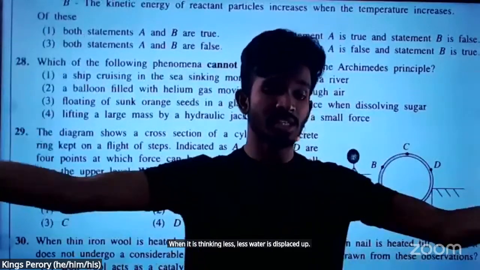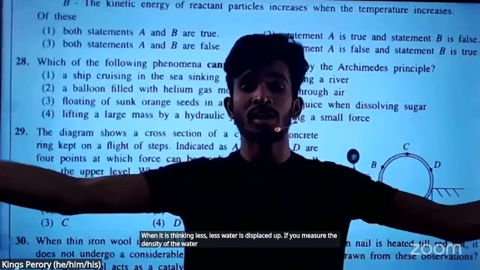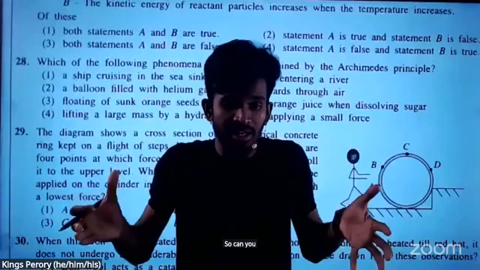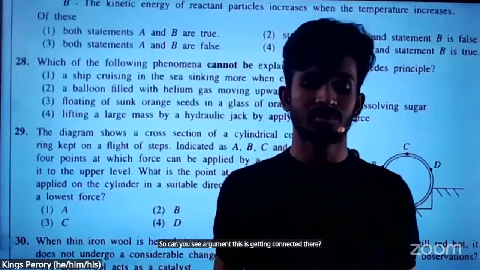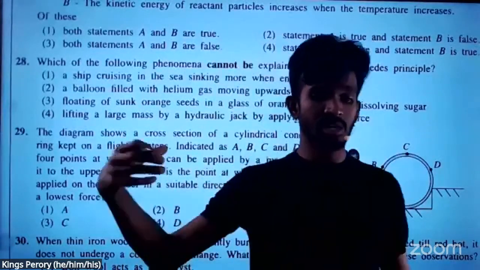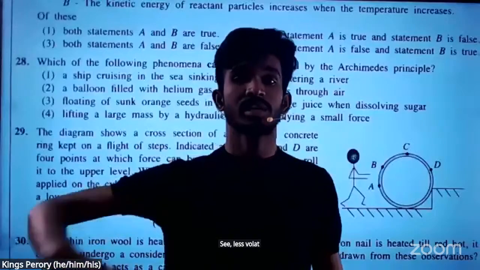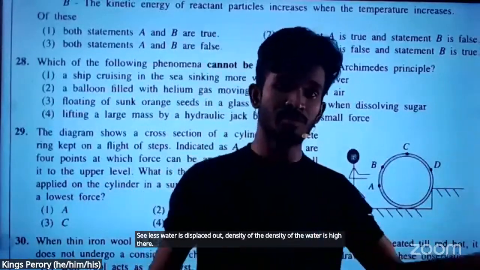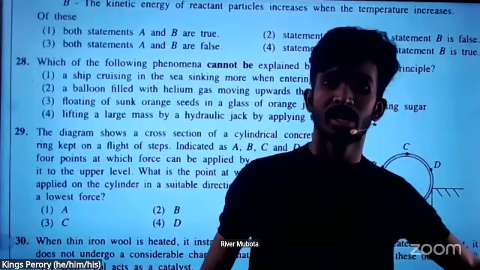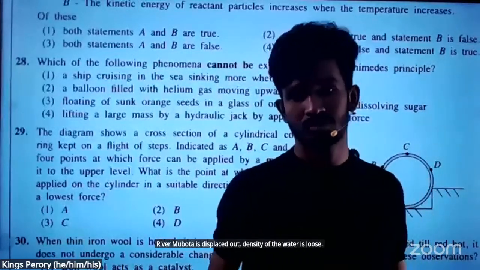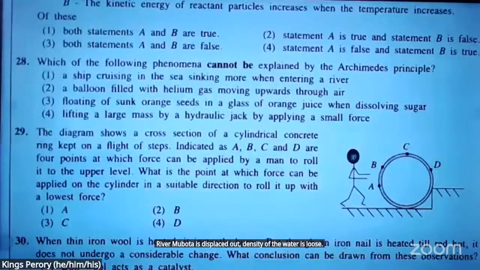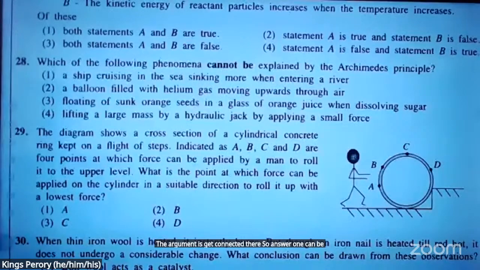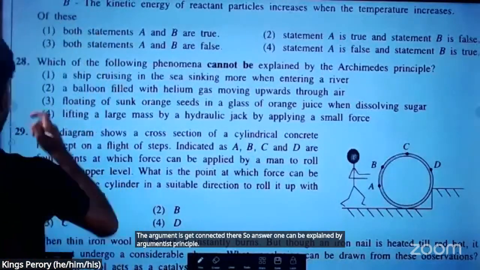If you measure the density of the water there, the densities will be different. So can you see Archimedes is getting connected there? In the sea, less water is displaced out, and density of the water is high there. In the river, more water is displaced out, and density of the water is low there. So Archimedes gets connected there. So option 1 can be explained by Archimedes' principle.